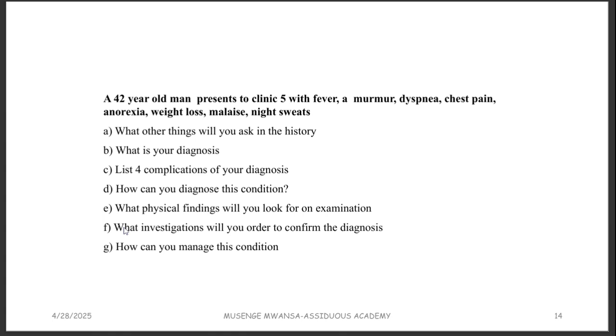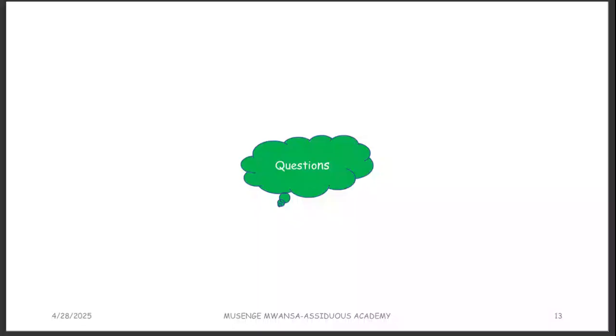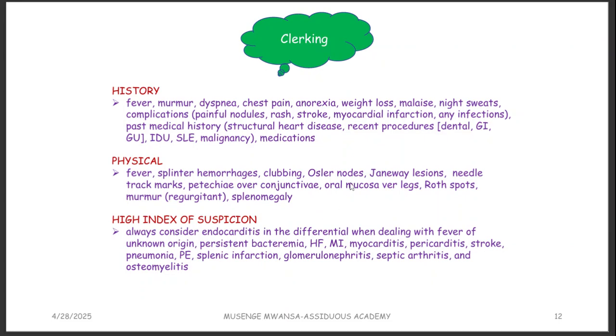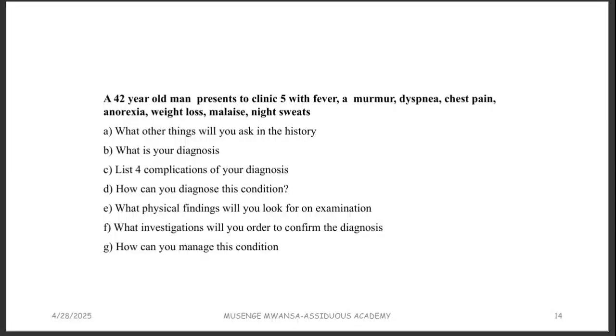List 4 complications. We've talked about the complications like the Janeway lesions, pulmonary embolism, stroke, the Osler's nodes. What physical findings do you look for? Those same things. Petechial rash, where do you look for it? Petechiae in the conjunctiva. You're also trying to look at the oral mucosa and the legs, Janeway lesions, Osler's nodes, Roth spots, all those features. What investigations will you order to confirm the diagnosis, and how can you manage this condition?